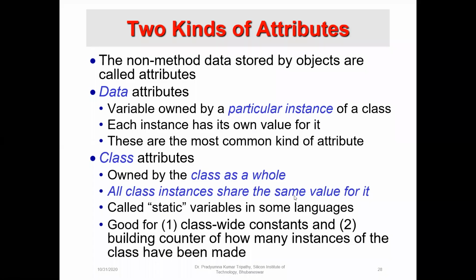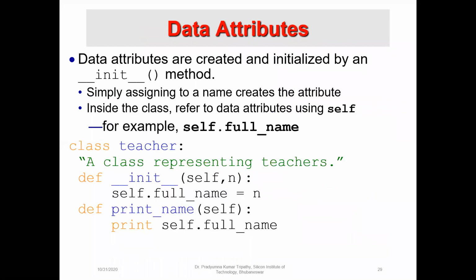In our previous class, we discussed that there are two types of attributes in a class. One is called the data attribute, another is called the class attribute. Data attributes are like your data members that you say in C++, and class attributes are nothing but like a static variable, right? And we have read that class variables are shared by all the objects of the same class.